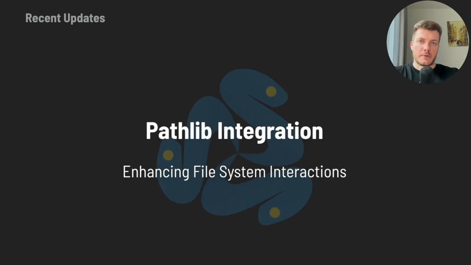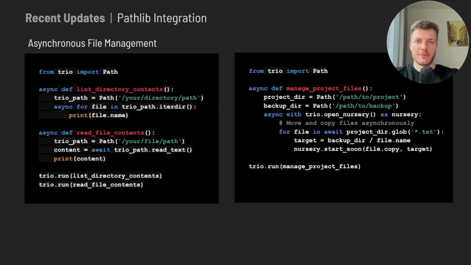Trio's adaptation of the pathlib library aligns it with Python's standard path manipulation tools. This feature provides a seamless and more intuitive approach to file and directory operations within asynchronous environments. Trio's path object is now a subclass of pathlib.PurePath, allowing for natural integrations with other pathlib types.